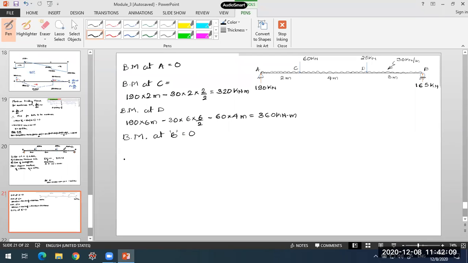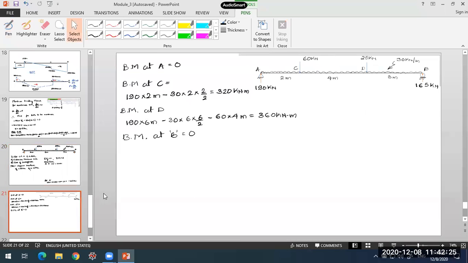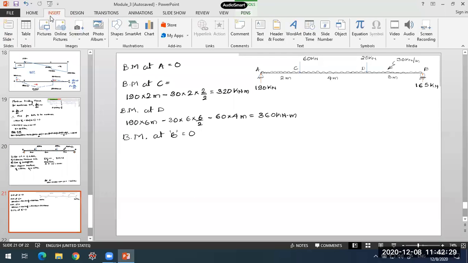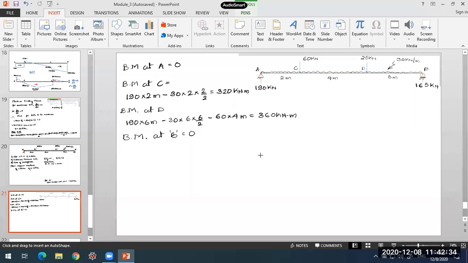Now mainly what I'm dealing with is to find the maximum bending moment. I'm interested in the maximum bending moment. Plotting we will do, but calculation we will take up first, then the plotting part. Now determine the maximum bending moment. So in this case, first let me take this shear force and bending moment plot.